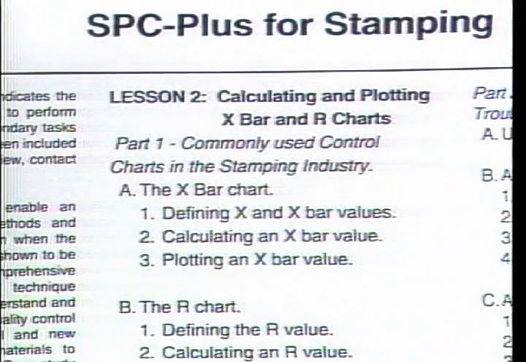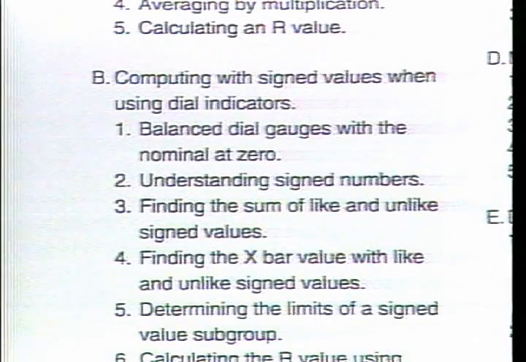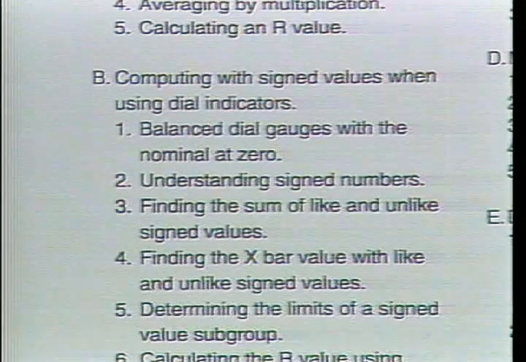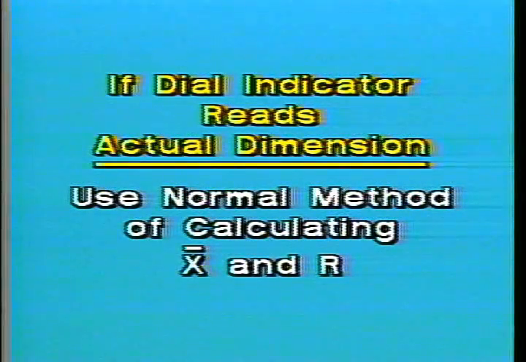Later in Lesson 2, the operator will learn how to calculate values when a balanced dial indicator or a digital gauge is used to provide the data. The section that follows discusses what to do when the dial is set to the nominal dimension and both plus and minus values occur in a subgroup. The dial indicator or digital display reads the actual size of the dimension. The methods for finding the X bar and R value are the same as you learned earlier.